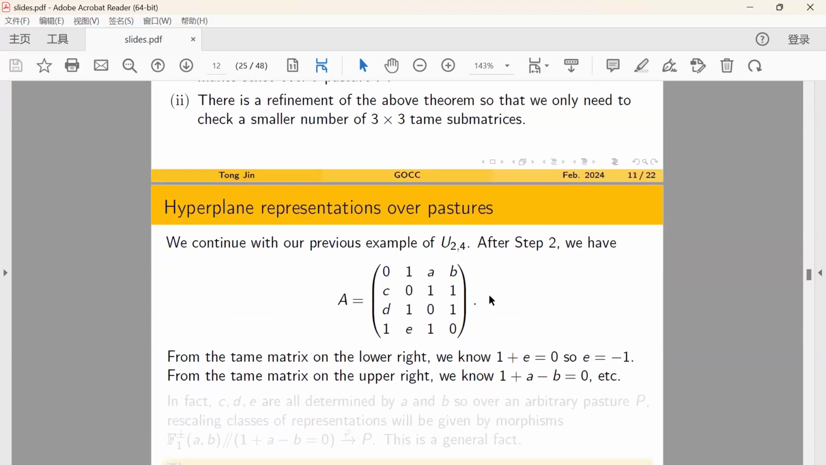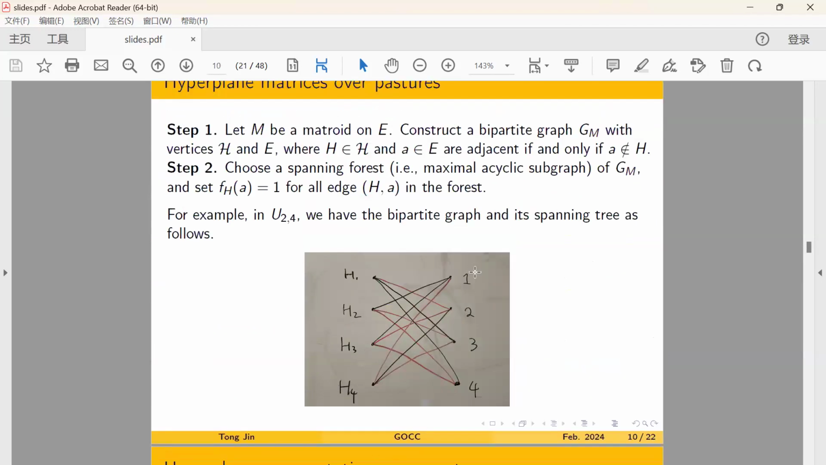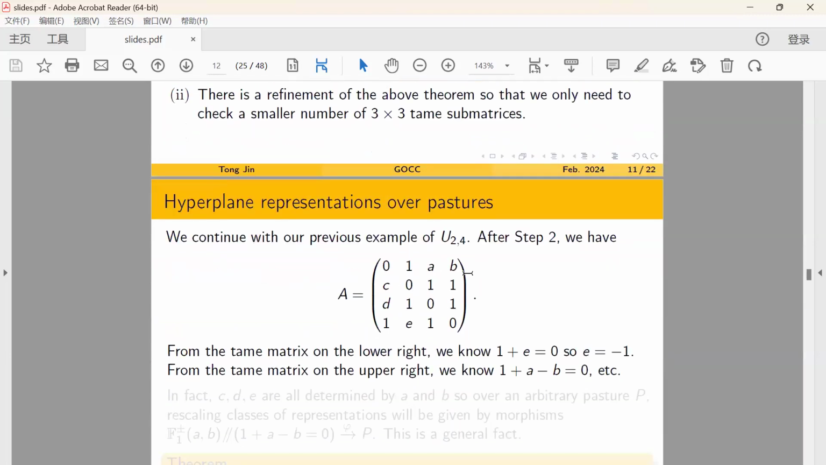Okay, for instance, let's continue with our example of U24. After step 2, remember in step 2, we have a spanning forest, or a spanning tree in our case. The red edges are the spanning forest. For instance, we have an edge H_{1,2} in the spanning forest, so we put the number 1 here for our representation. And we have some other edges in the spanning forest. We always put 1, so that is our step 2.